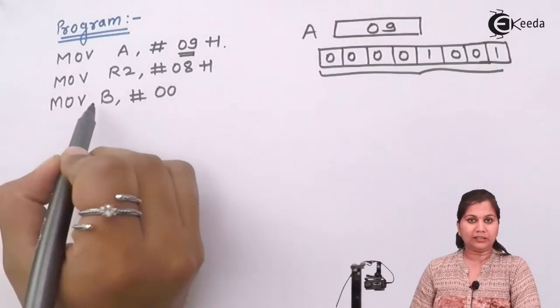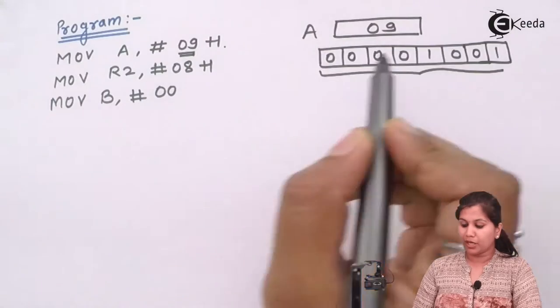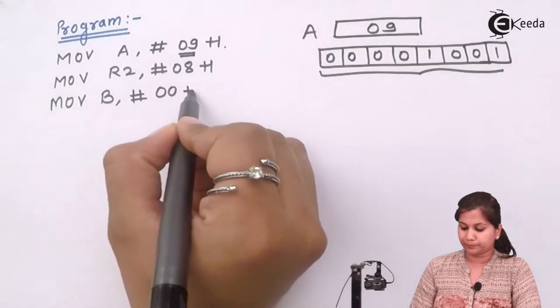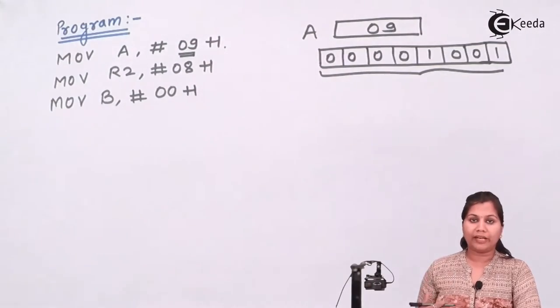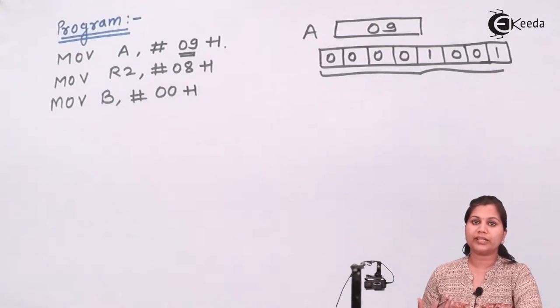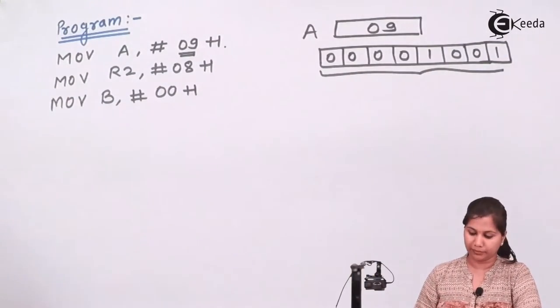Now the B register, we are using it to find out how many ones are present in this number. So we will initialize it with 00. Wherever any 1 is coming, we will increment this register. With the help of it, we will get to know how many 1s are present in the number.